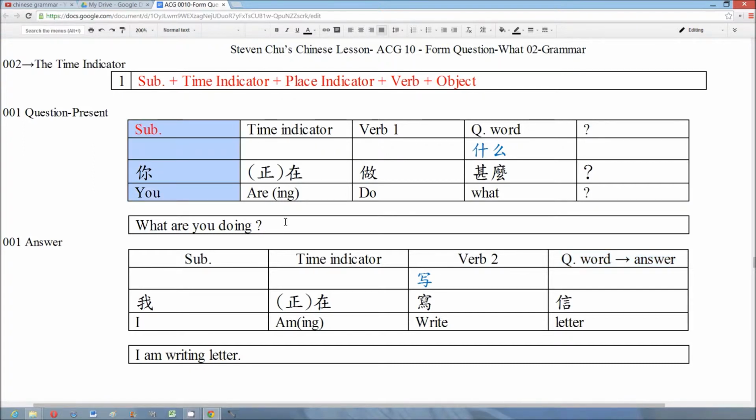We have changed the subject, and we also have different verbs in the question and the answer, and use the answer to replace the question word. And the main point of this example is that we use the time indicator to show what the subject is doing at the moment.